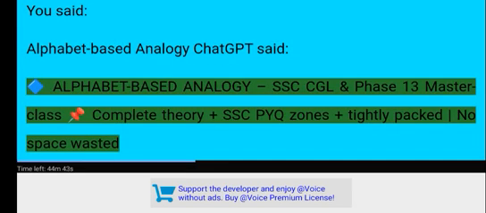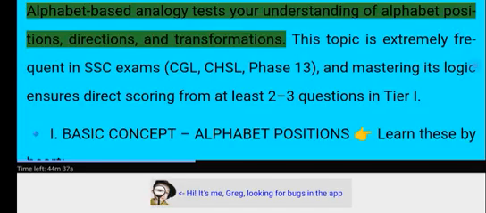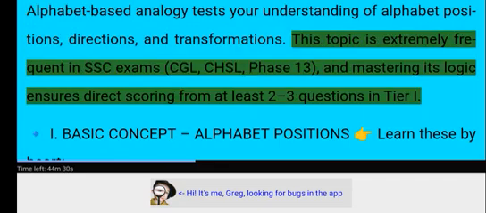Alphabet-based analogy. SSC CGL and Phase 13 masterclass. Complete theory plus SSC PYQ zones, tightly packed, no space wasted. Alphabet-based analogy tests your understanding of alphabet positions, directions, and transformations. This topic is extremely frequent in SSC exams, CGL, CHSL, Phase 13, and mastering its logic ensures direct scoring from at least 2 to 3 questions in Tier 1.